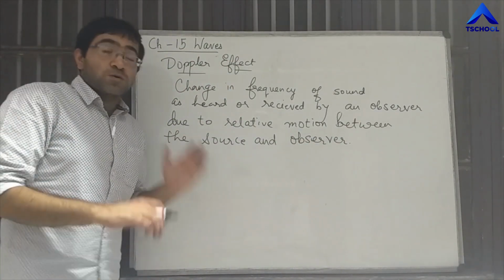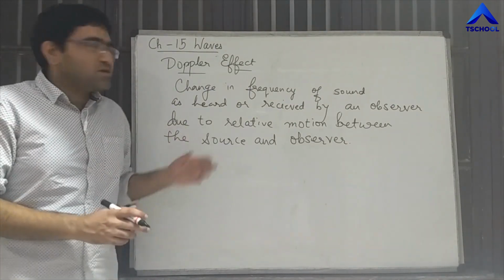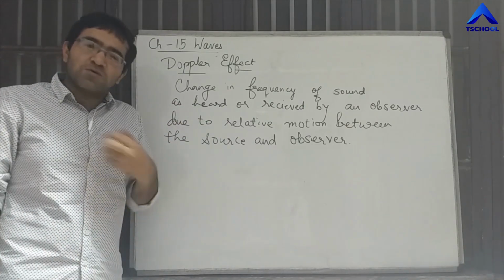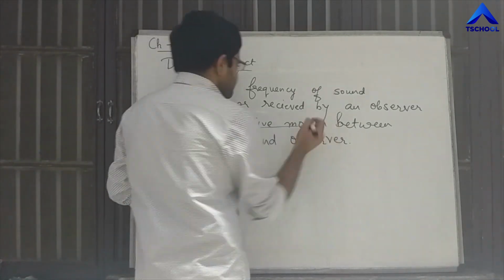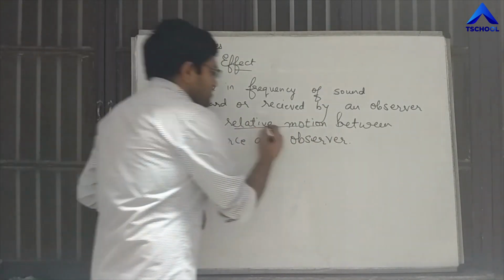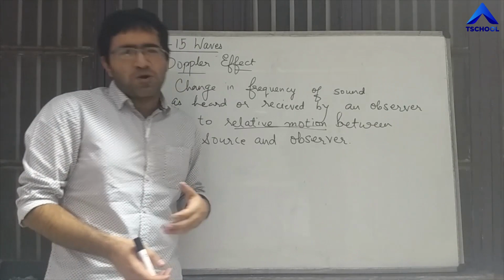So you can see, whenever there is a source and an observer and one of them is moving, you're going to notice Doppler effect. It's also possible with both of them moving, but remember there should be some relative motion between them. Without relative motion, the Doppler effect simply does not occur.